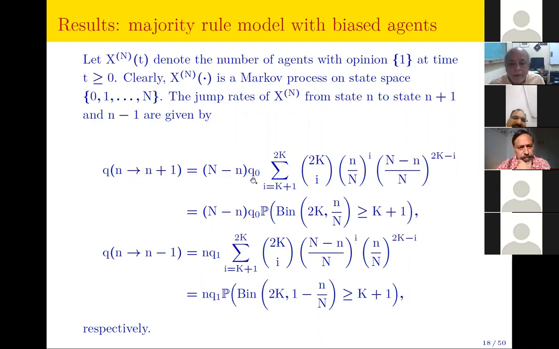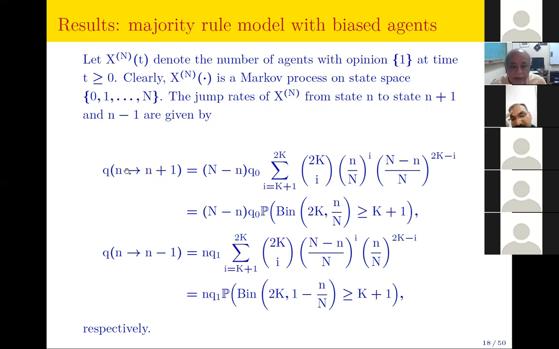Q0 is the probability that this individual decides to change opinion according to what the majority is. And this binomial term says that of the sampled 2k people, there are k plus 1 or more who have opinion 1, with probability small n over n. This is the binomial probability that out of 2k, with probability small n over n, the binomial random variable gives an outcome which is bigger than k plus 1.